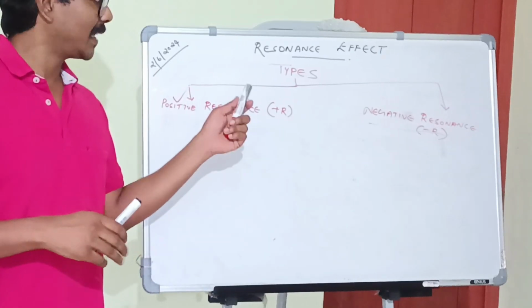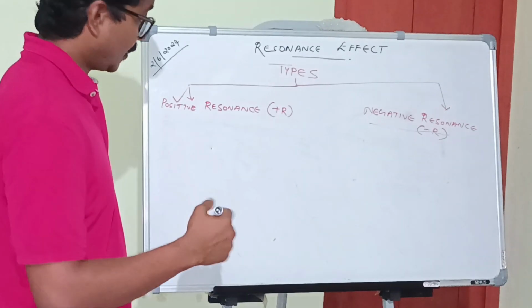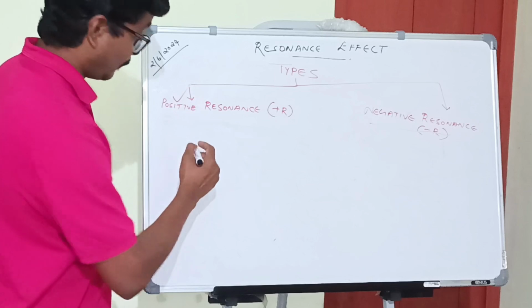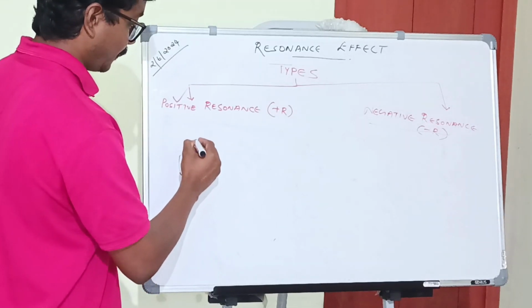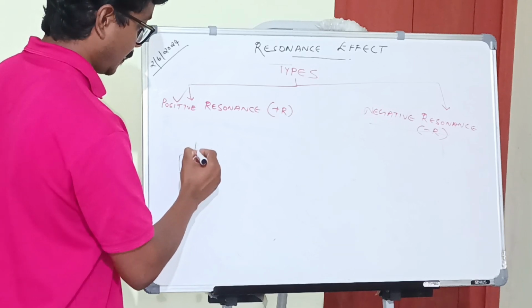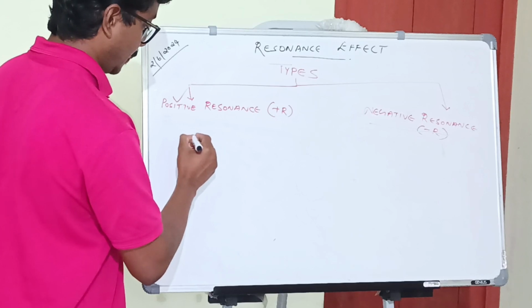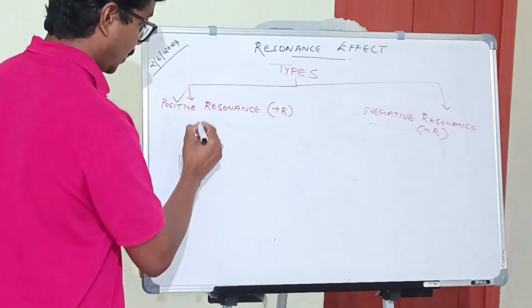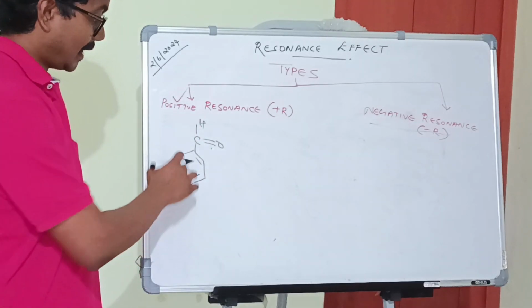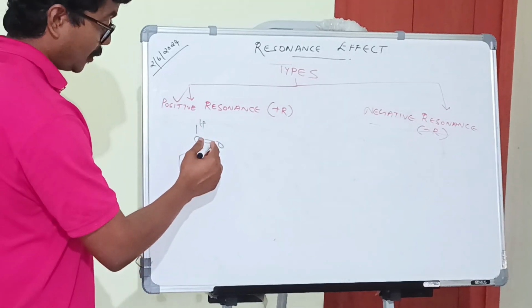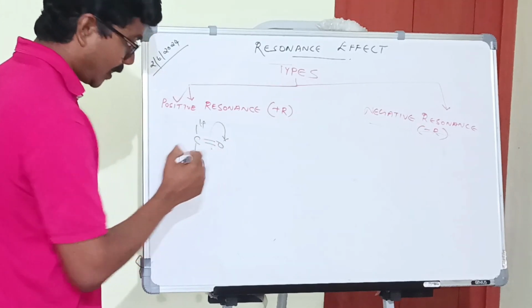Now we move on to the negative resonance effect, minus R effect. Let's consider this example. Through an example, we can define it. A benzene ring is carrying C double bond O. What is this? An aldehyde. Okay, an aldehyde group is there. So what is going to happen? These pi electrons will move to the oxygen atom.